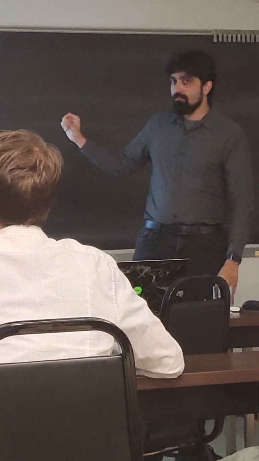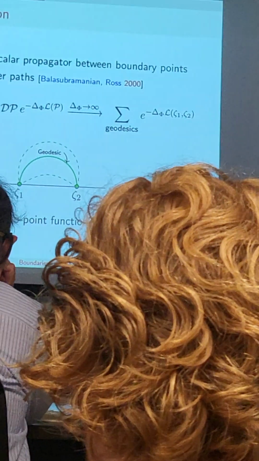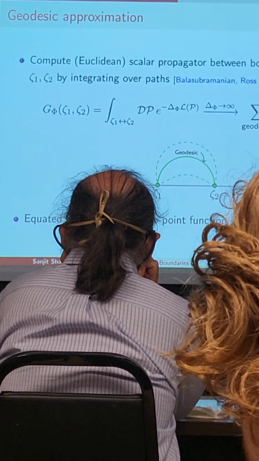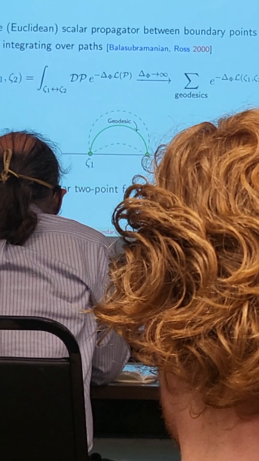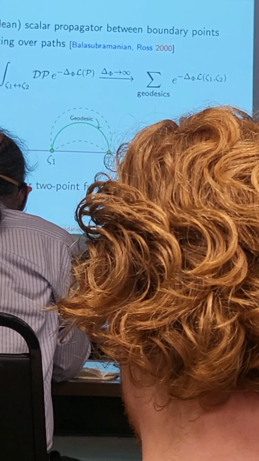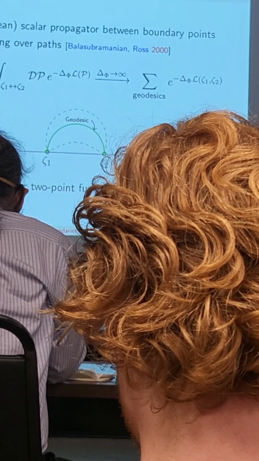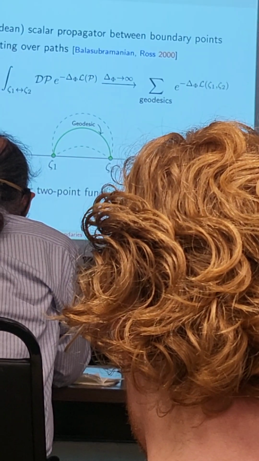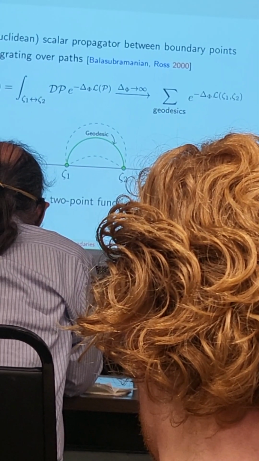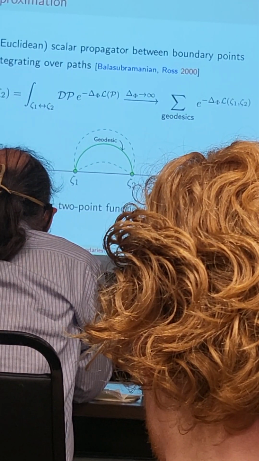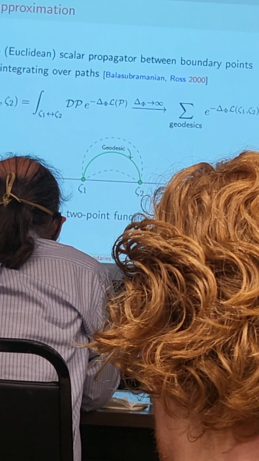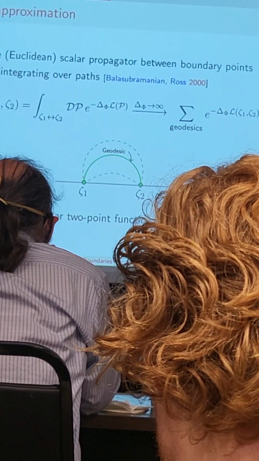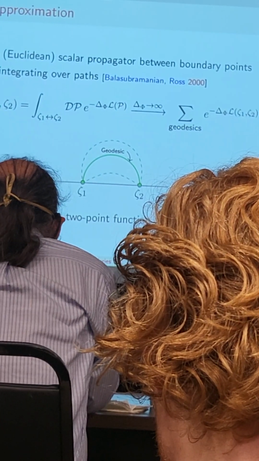Zeta 1 and zeta 2. So this propagator G is given by a path integral, where I integrate over paths P that connect these boundary points, these boundary insertions. The path integral is over this exponential where delta phi is again the conformal dimension of the dual operator related to the mass of the scalar field, and L is some length functional that tells you what the distance of this path is.